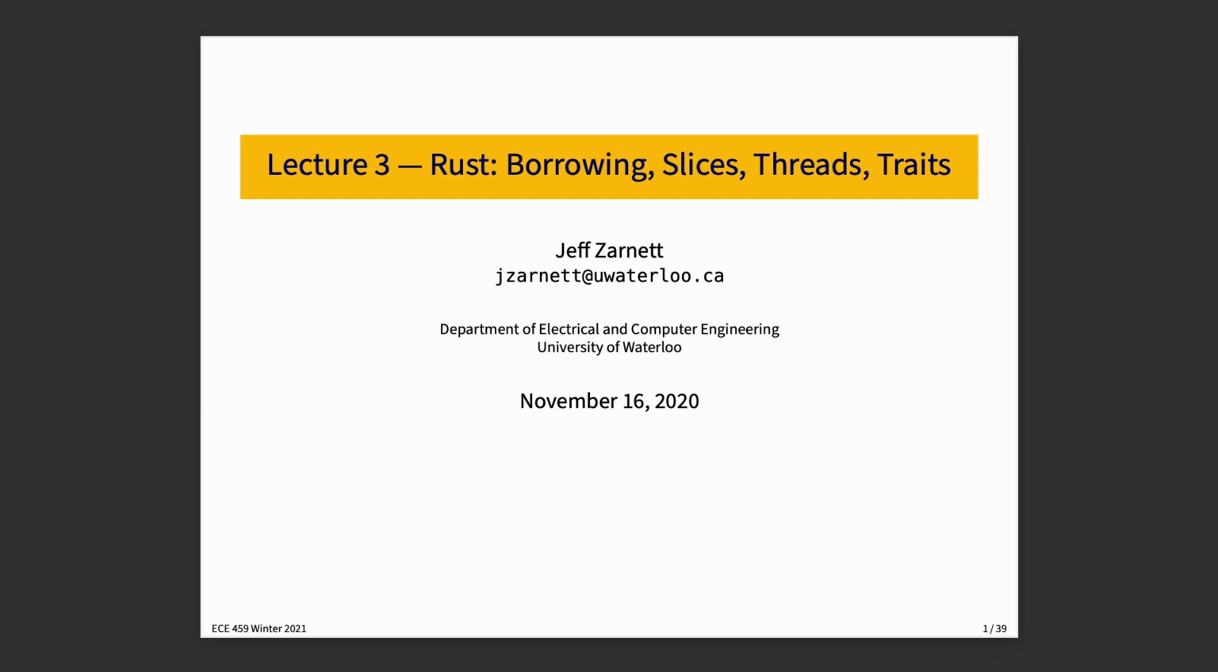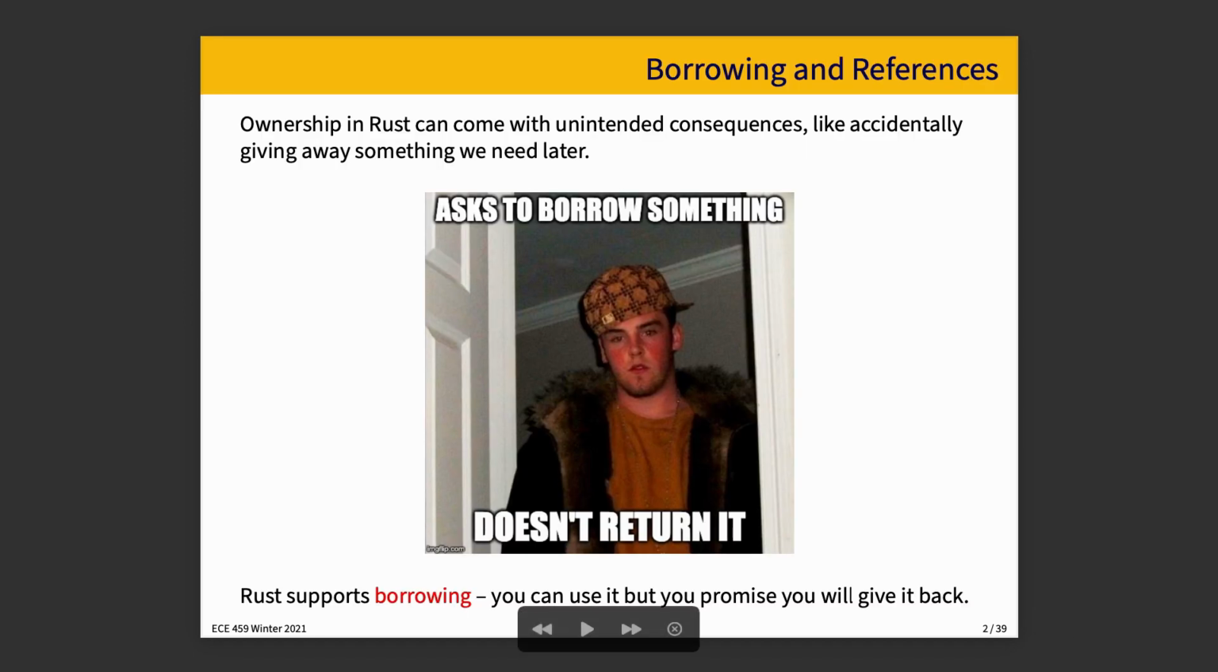Okay, we've previously introduced some of the basics of Rust, including the concept of ownership. We can imagine that ownership can come with a couple of unintended consequences. We saw that when trying to pass a string as an argument to a function, that was giving away something that we actually need later. So that isn't what we want to do. What we're actually interested in that case is giving temporarily the data in question to that function, and then it'll be ours again when it's returned.